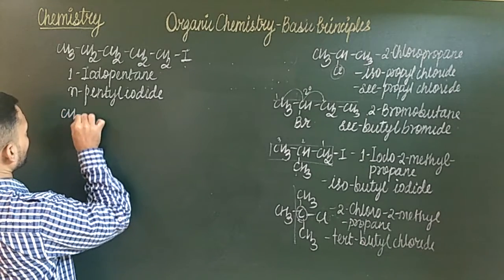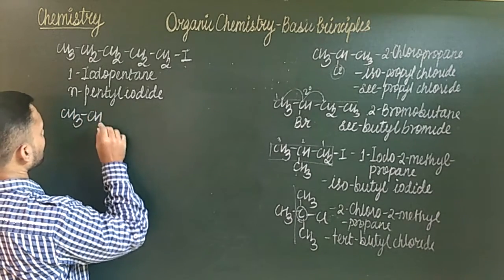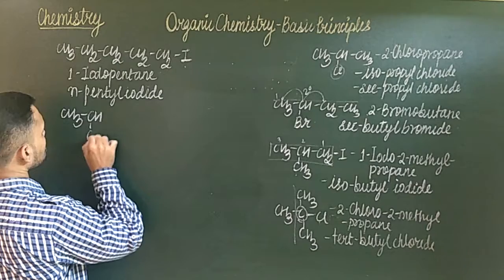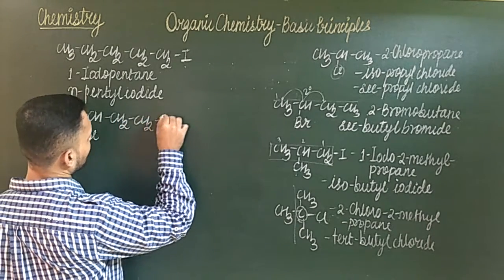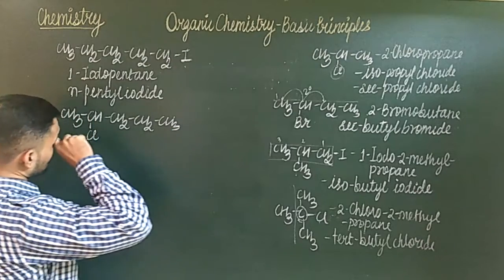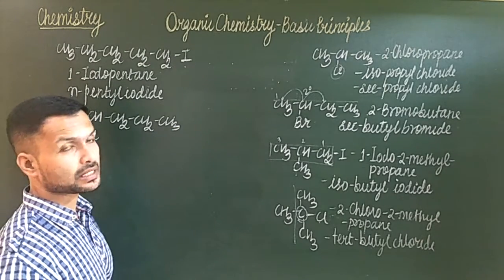Okay, next one, this is CH3 CH, this is Cl, CH2 CH2 and CH3. So see here the problem of the common system starts.